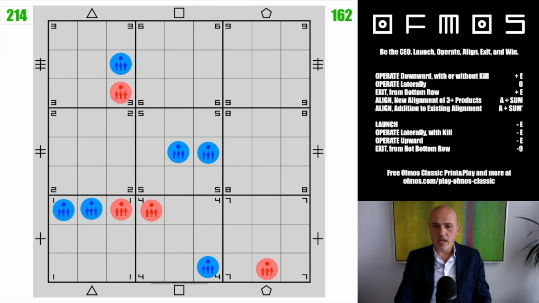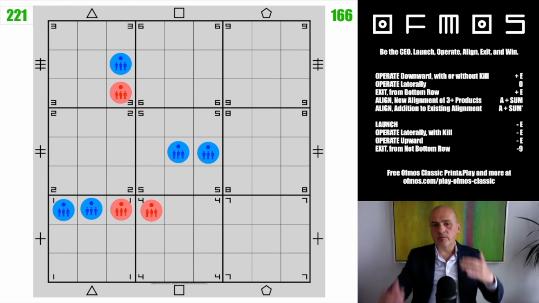Now we have the blue in the square one-notch environment at the bottom. We'll exit with that one. Since it's the bottom row, blue will collect 4. So this brings the funds to 166. Red will exit from the bottom row and we'll get a 7. So that brings red team's budget to 221.